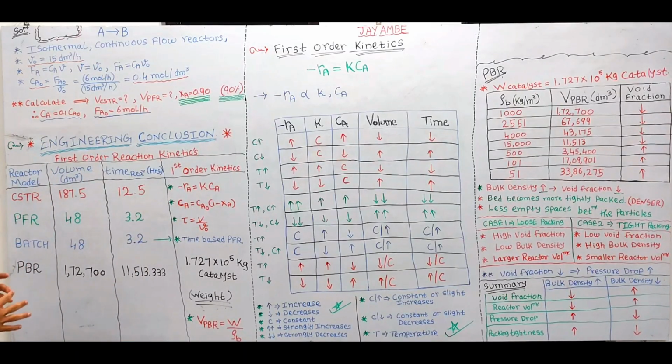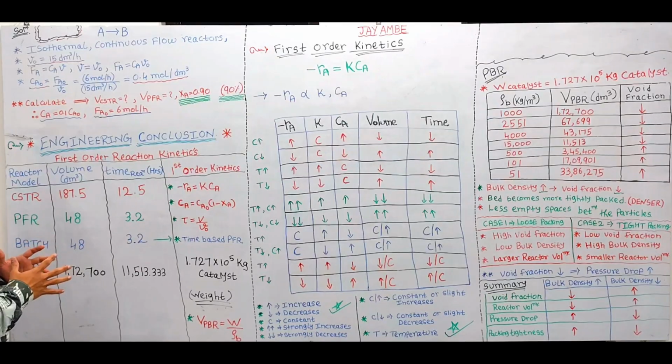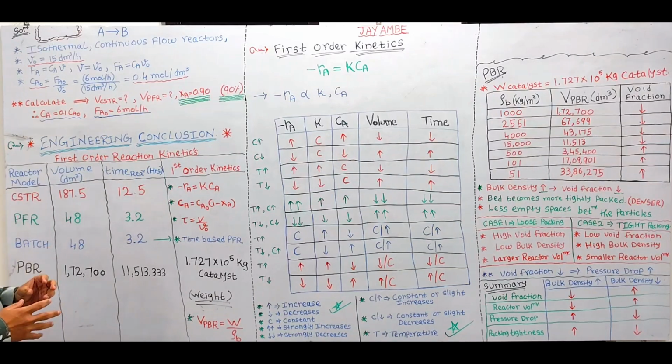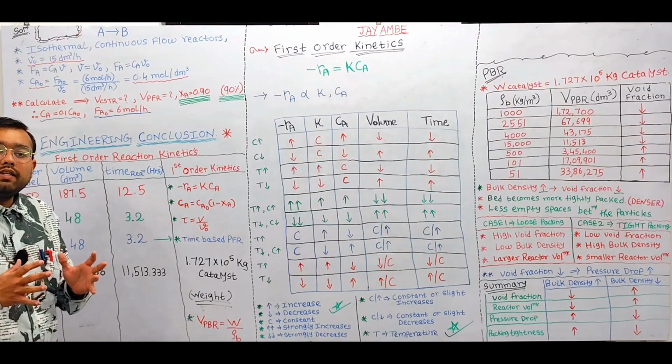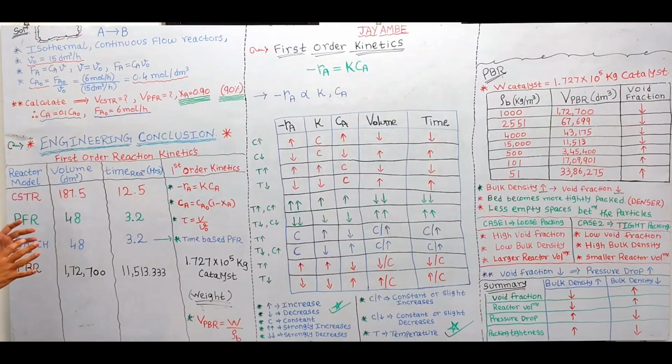Now, in order to make you understand the detailed comparison between the different reactor models, remember that we have kept all the operating parameters constant, and we have used different reactor models in order to analyze and design the volumes of the reactor. So we'll make the detailed comparison between the different types of reactor models: CSTR, continuously stirred tank reactor, PFR, plug flow reactors, batch reactors, and PBR, packed-bed reactors, with the volume of the reactors and the reaction time. So let's understand that.